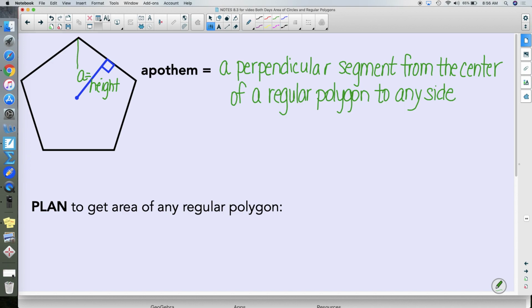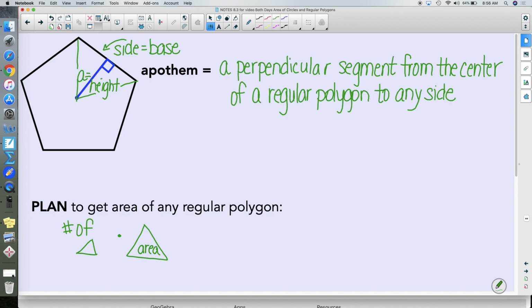Then if I draw in those radius measures out to my vertices, those are going to be the other 2 sides of my triangle. My side length here is going to serve as my base for my triangle area formula. So if I had a plan to get the area for any regular polygon, I'd be using the area of a bunch of identical congruent triangles, and I'd have to know how many I had, times the area.